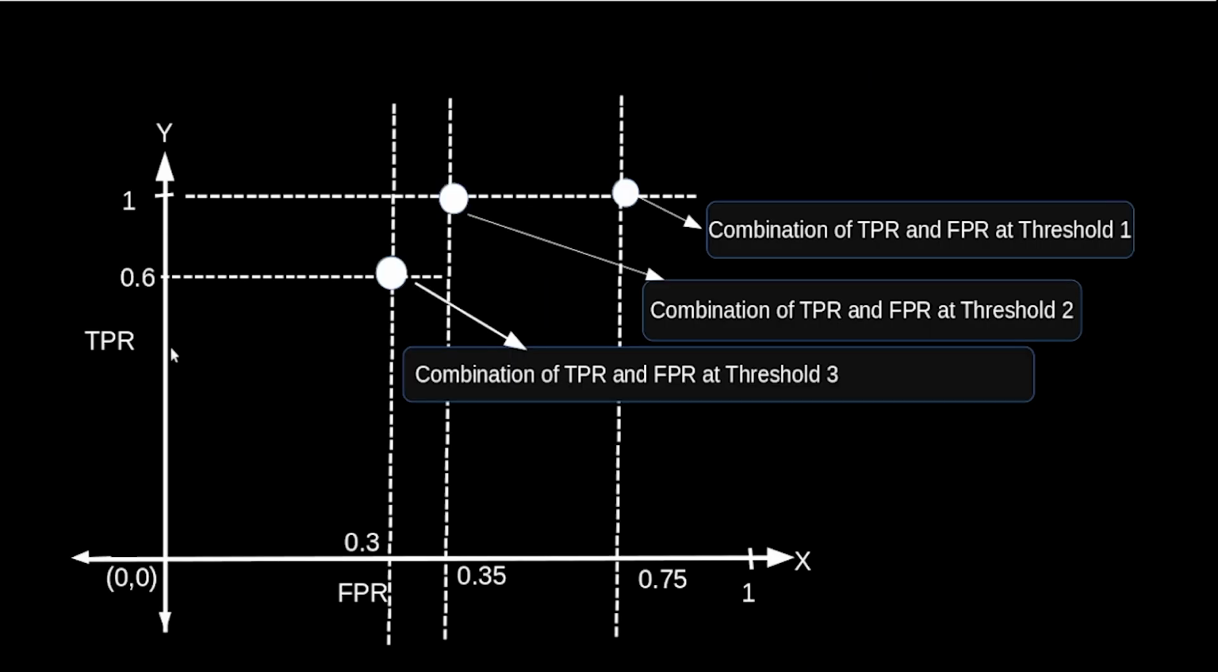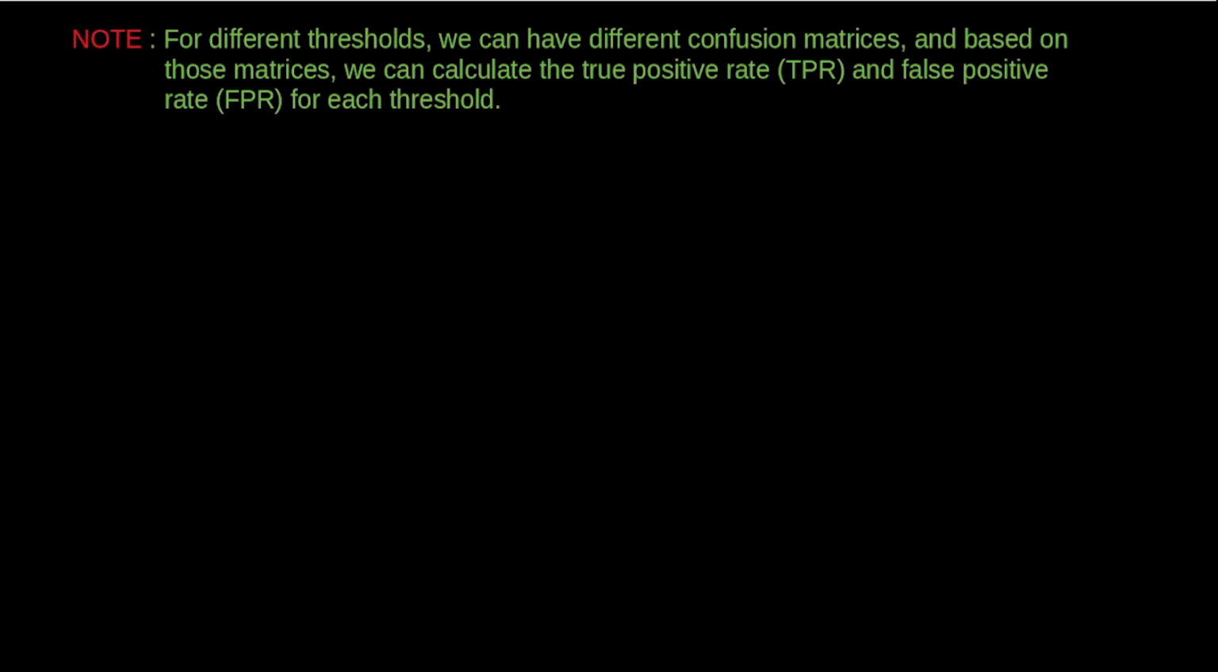We have true positive rate 0.6 and false positive rate 0.3 at threshold 4, which is the same as threshold 3. So we have a common point for threshold 3 and threshold 4 on our ROC curve. So this is the point of combination between true positive rate and false positive rate at threshold 3 and threshold 4. For different thresholds, we can have different confusion matrices, and based on those matrices, we can calculate the true positive rate and false positive rate.